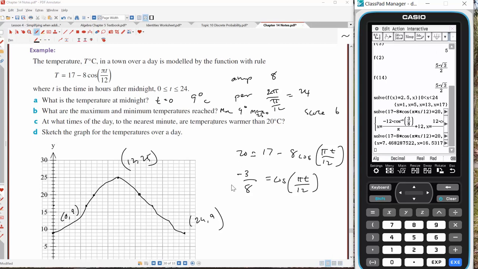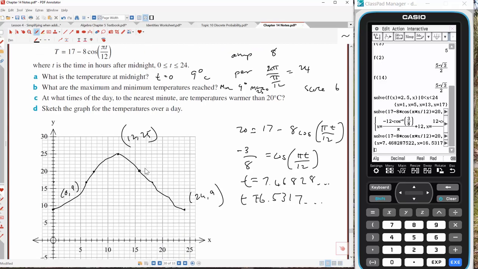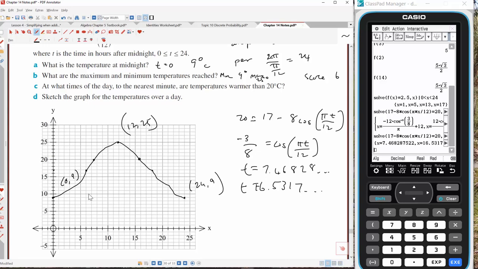So it's going to be 4.6828..., and t is equal to 16.5317... Now that seems right in context. Yes, 7 and 16 odd. Yep, so that matches up really nicely with my dodgy graph, which is even more amazing.